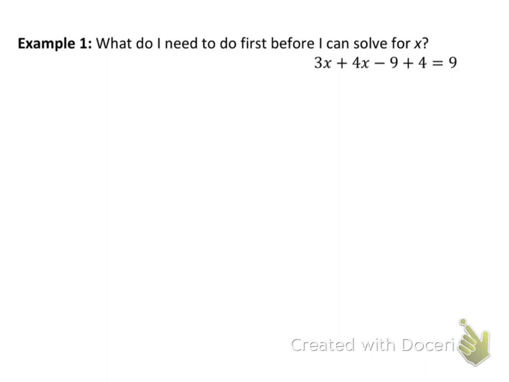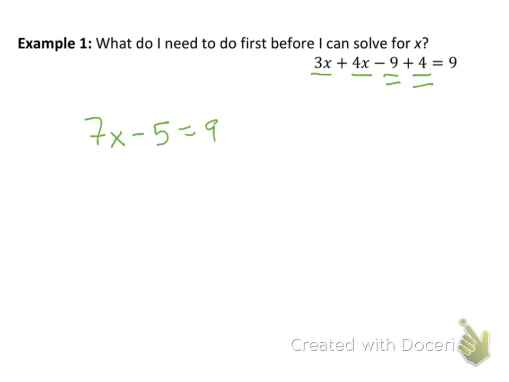Well, if I look at this, you'll notice I have like terms here. So before I can actually get x alone, I need to combine some like terms. So I got 3x plus 4x, that's going to give me 7x. Negative 9 plus 4 gives me negative 5. And then I got equals 9. So now I can solve this.